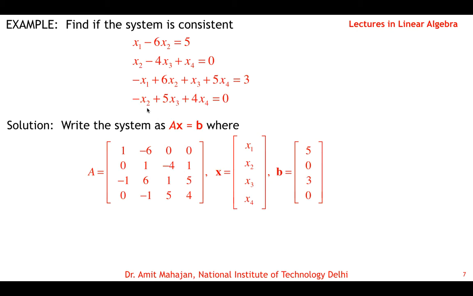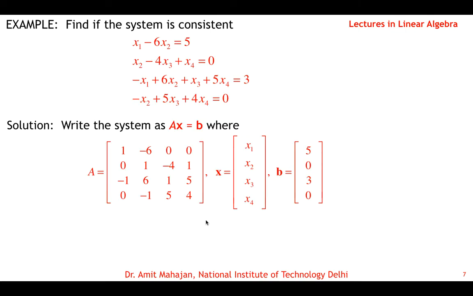And in the fourth equation again x1 is not there, so x1 coefficient is 0, x2 coefficient -1, x3 coefficient 5 and x4 coefficient 4. X is a vector which is x1, x2, x3, x4. Clearly the first column is linked with x1, the second column with x2, the third column with x3, and the fourth column with x4. The right hand side is these numbers 5 0 3 0. Because some of the numbers are non-zero, this is a non-homogeneous system of linear equations.